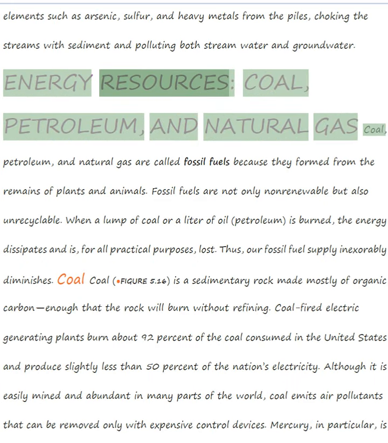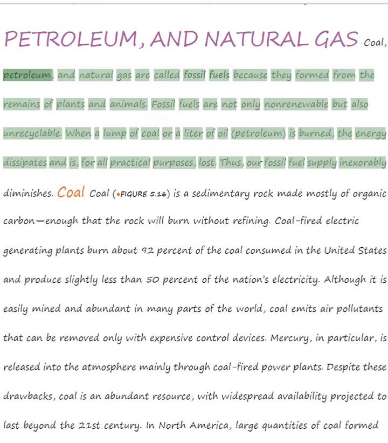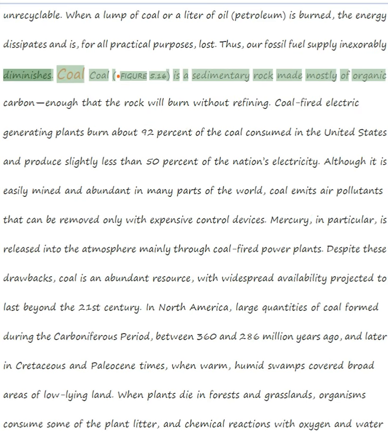Energy resources: coal, petroleum, and natural gas. Coal, petroleum, and natural gas are called fossil fuels because they formed from the remains of plants and animals. Fossil fuels are not only non-renewable but also unrecyclable. When a lump of coal or a liter of oil is burned, the energy dissipates and is, for all practical purposes, lost. Thus, our fossil fuel supply inexorably diminishes.